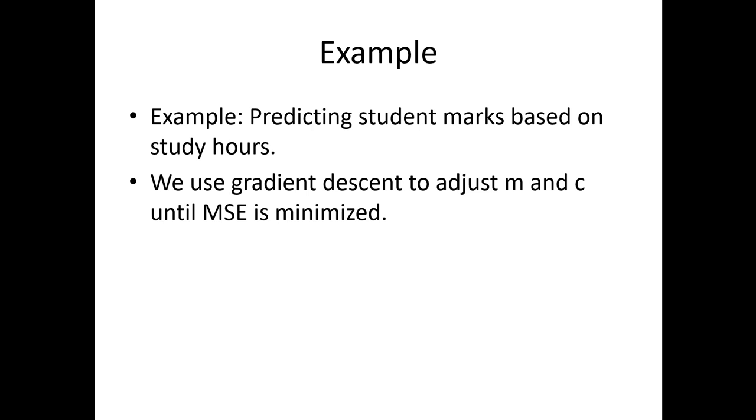Now if a student studies for 7 hours, we can predict their marks as y equal to 5 into 7 plus 20 equal to 55. This is how gradient descent helps us make accurate predictions.